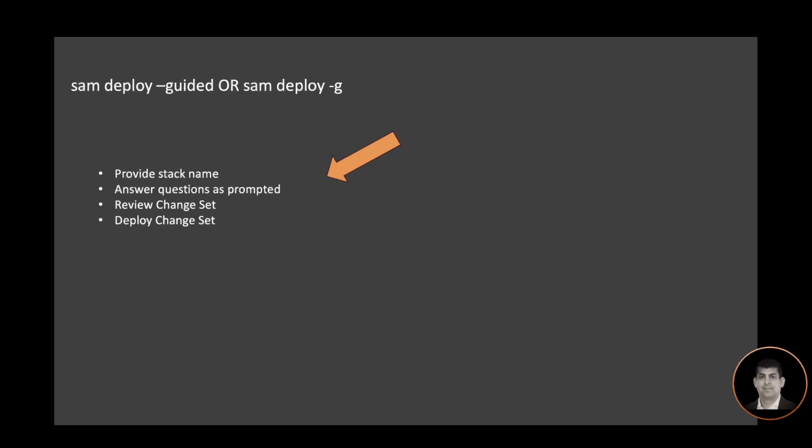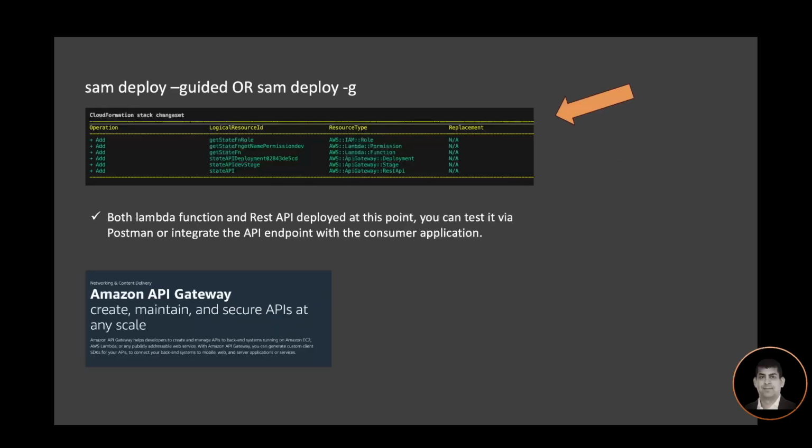As part of the deployment process, you'll need to provide a stack name and answer questions as prompted. You'll have the opportunity to review the change set. And if the change set looks good, then you confirm and deploy the change set. In our example, as you can see, my tech stack has the role, the Lambda function, the API, and the stage for the API.